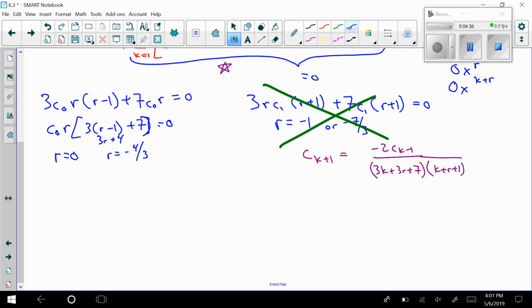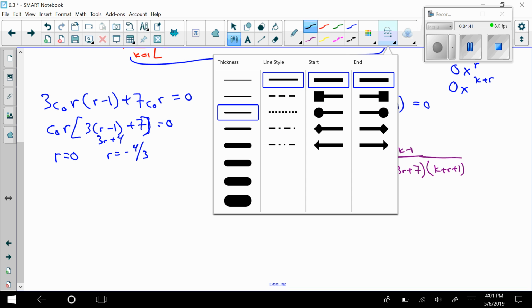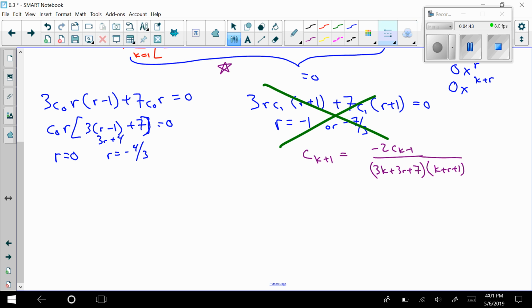Now I go into our little splits that we've done before. So I say things like, if r equals 0, then I have, well, if r is 0, c sub k plus 1 equals negative 2 c sub k minus 1. On the bottom, I would have a 3k plus 7 times a k plus 1.